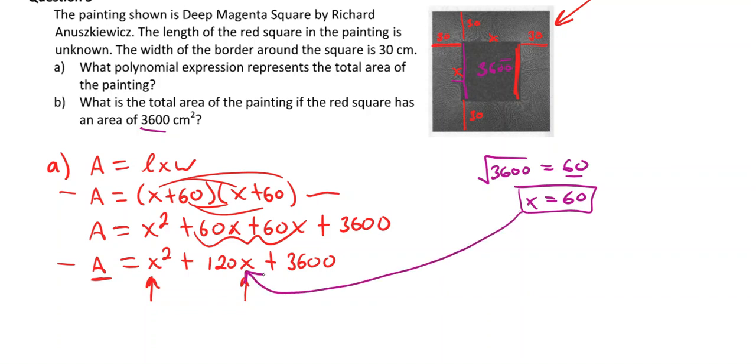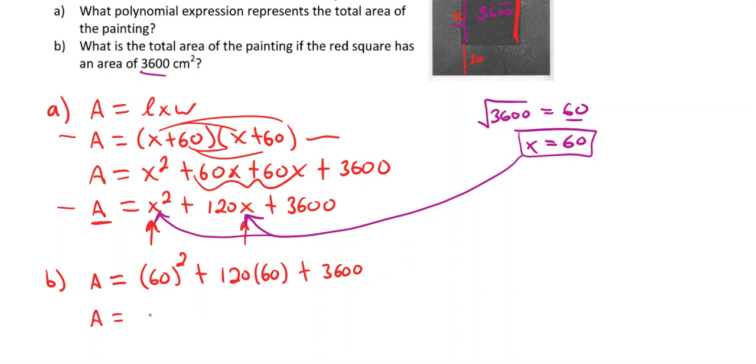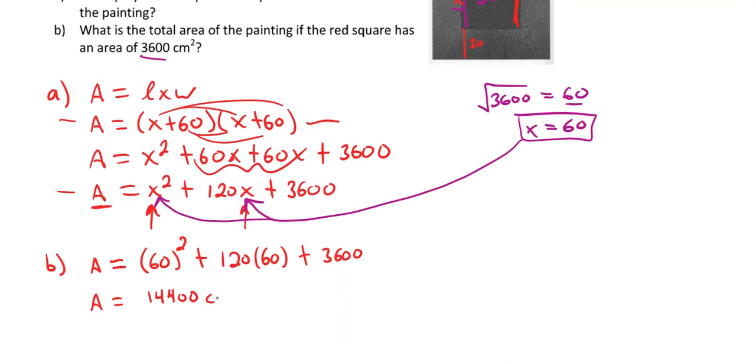All right, so if x is 60, we just need to throw 60 in for x here to get out our area. So let's do that. For part b, the area is going to be equal to, when I throw it in, I always throw it in brackets, 60 squared plus 120 times 60 plus 3,600. If you do that, I get 14,400, and that should be in centimeters squared.